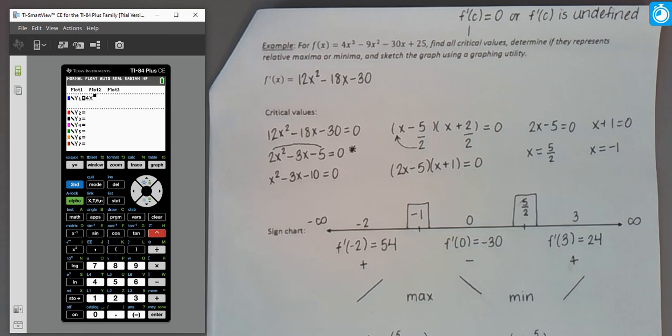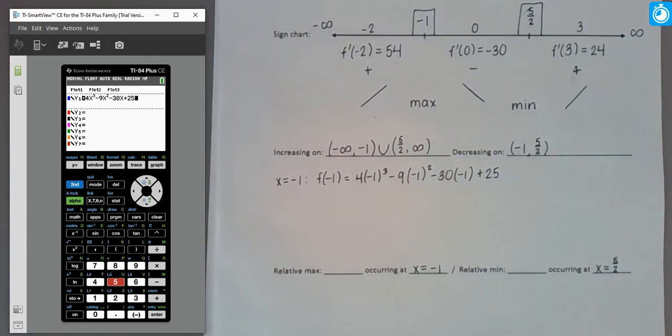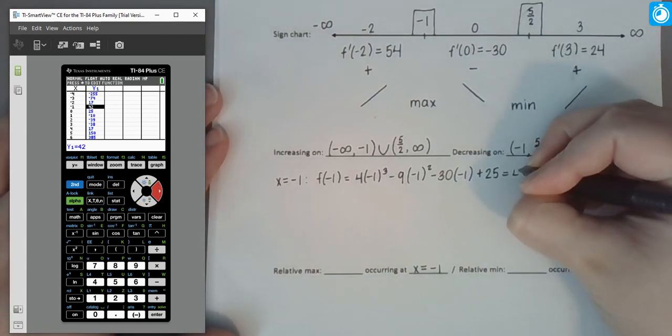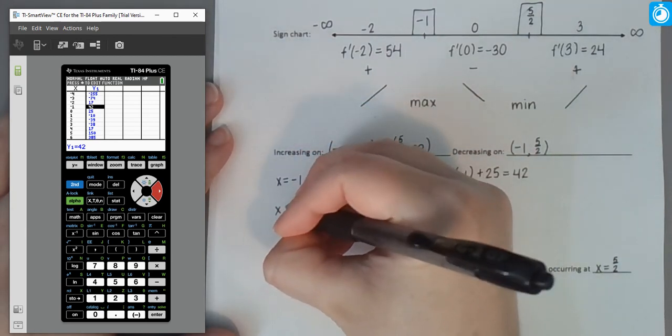So we have 4x cubed minus 9x squared minus 30x plus 25. Okay, now right now we're just focused on values. So let's just look at the table and let's see if we can get the values we want. So second in graph is going to take me into the table. I want f of -1. Well, f of -1 is going to be 42. So that's going to be 42. Now, what happens if we evaluate at x equals 5/2?